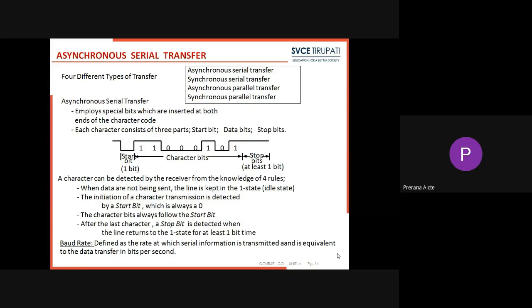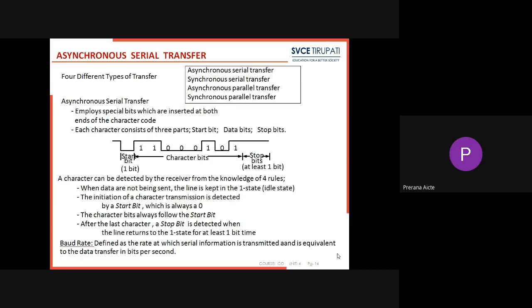So what are the advantages of serial data transmission? It is less expensive. It requires only one pair of conductors. It is used for long distances. What are the drawbacks of serial data transfer? Serial transmission is slower. Serial transmission may be synchronous or asynchronous.